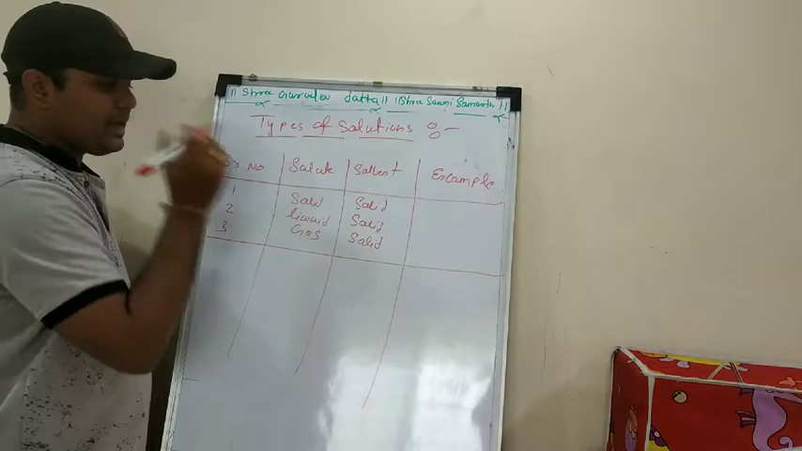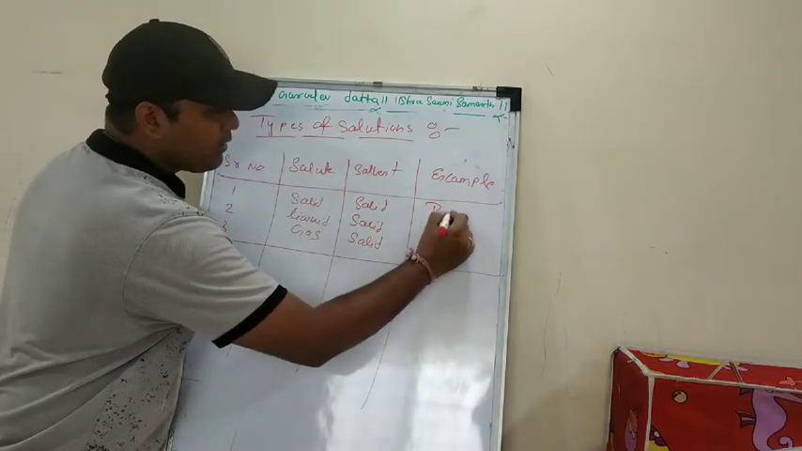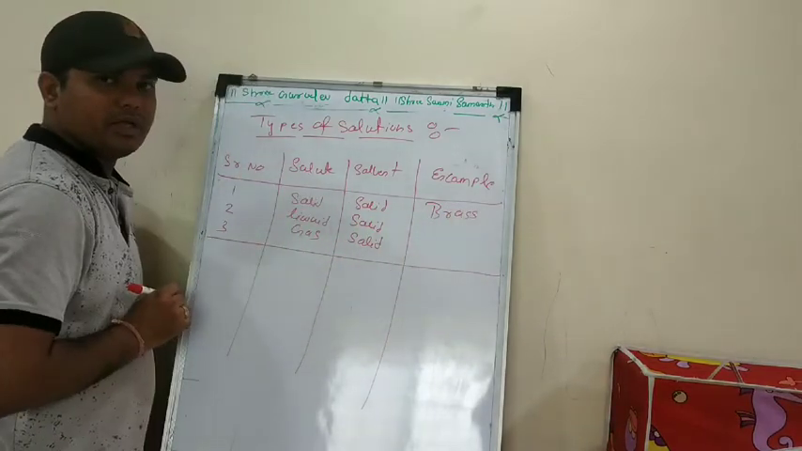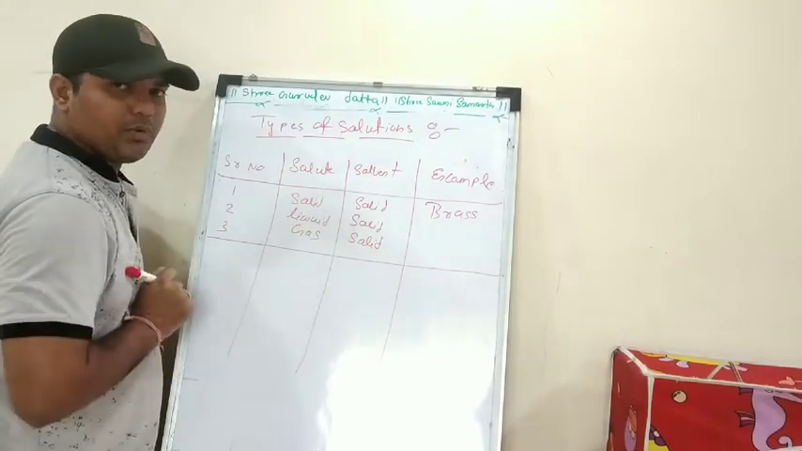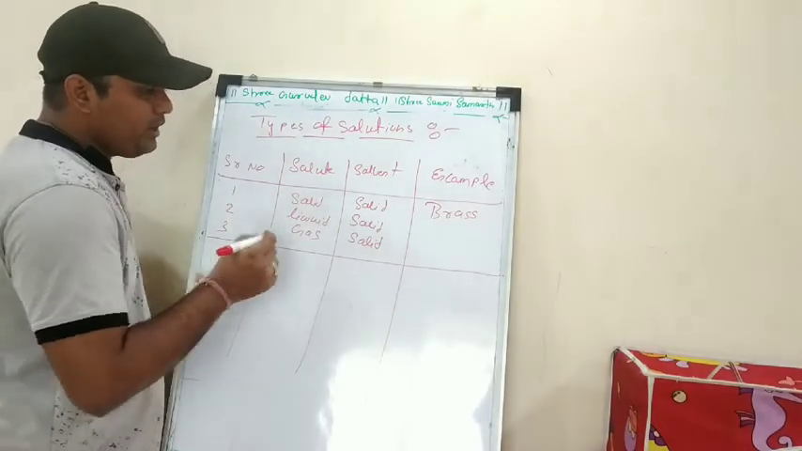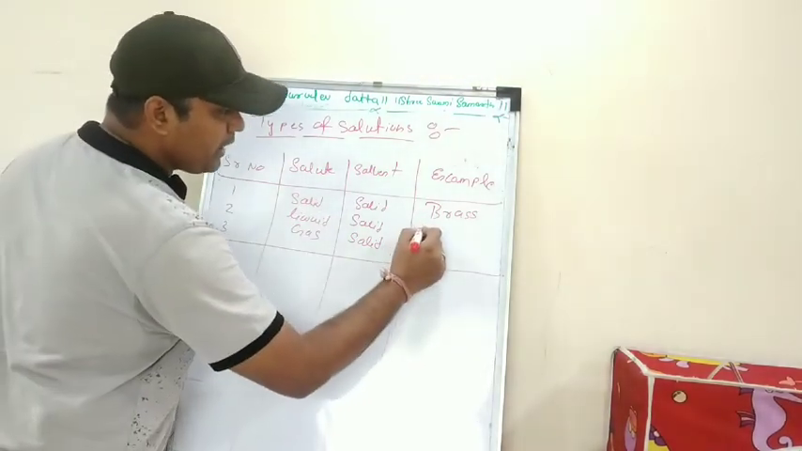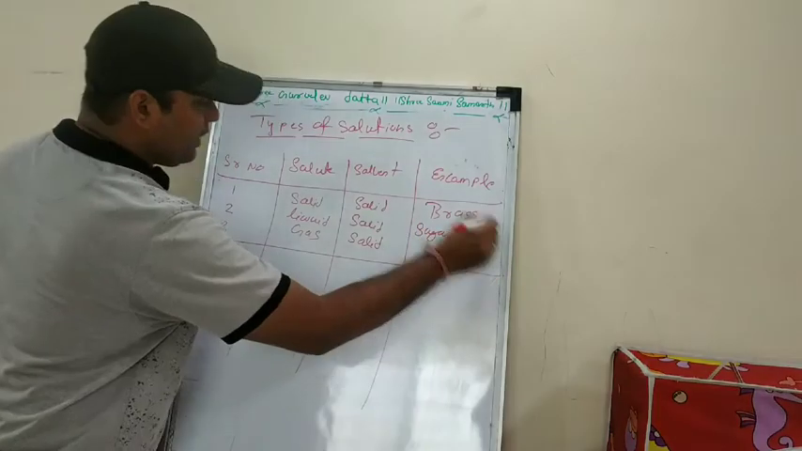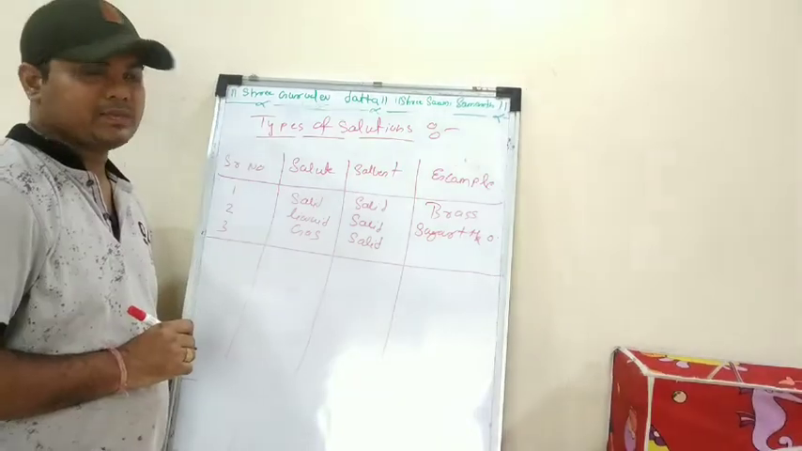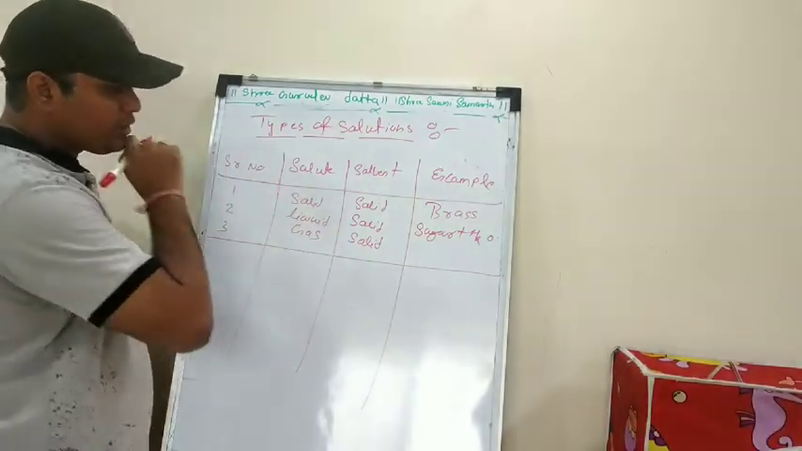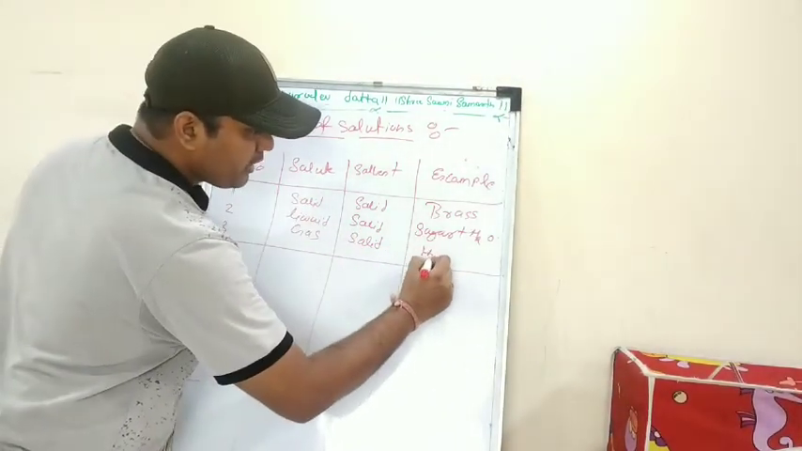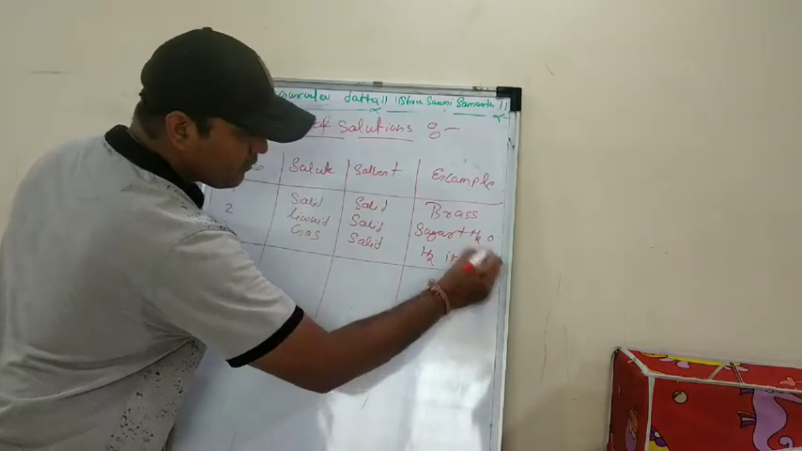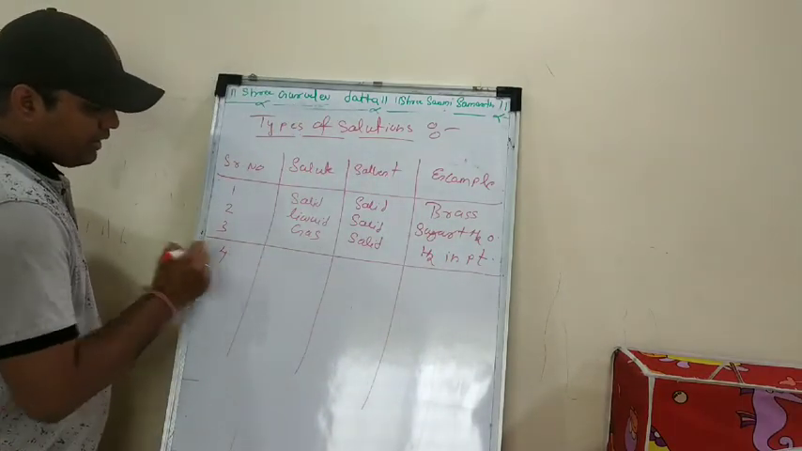So what can be an example of solid in solid? Brass is the best example of solid in solid. Then liquid in solid, what can be an example of liquid in solid? Liquid in solid will be sugar plus water, that is the best example. Then what can be an example of gas plus solid? Gas plus solid example can be H2 in platinum. That is the example.